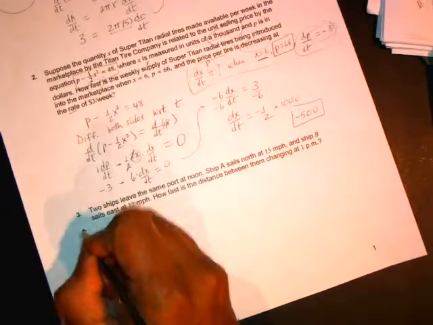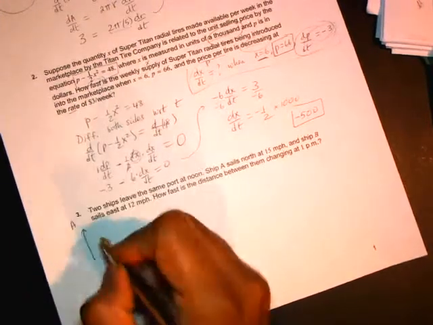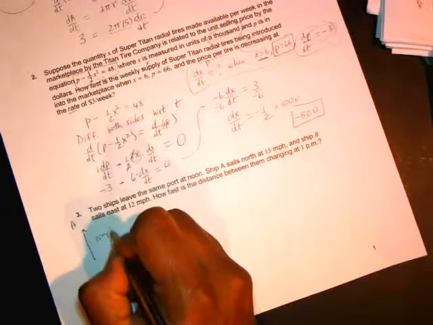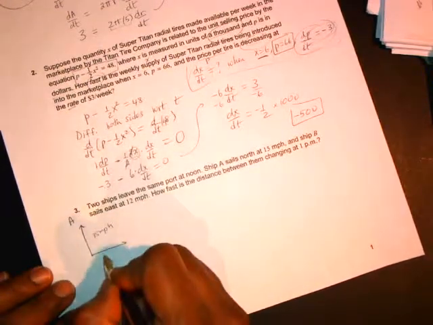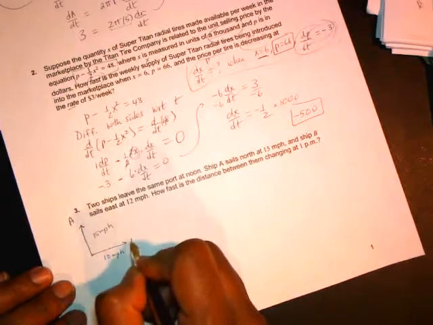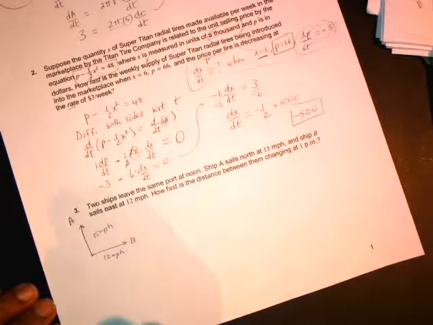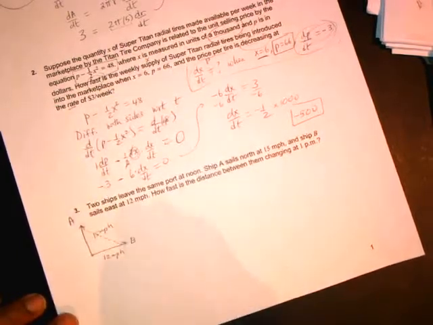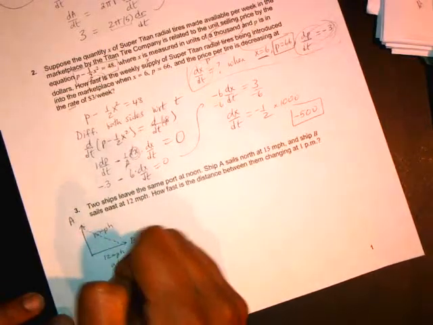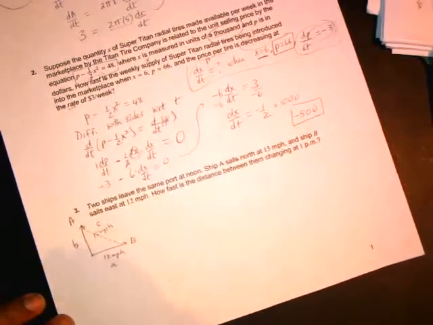Ship A sails north, so there's A, at 15 miles per hour. Ship B sails east. East is this way. At 12 miles per hour. It's going a little slower. How fast is the distance between them changing at 1 p.m.? So this is the distance between them. Let's call this side A. Let's call this side B, and let's call that side C.